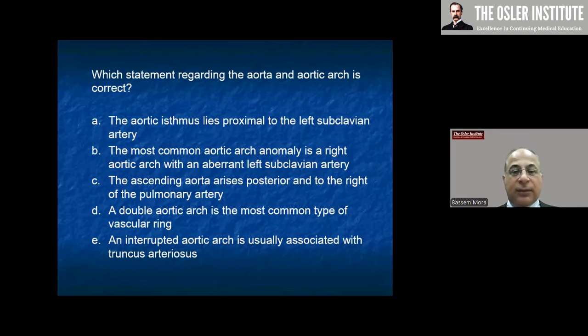The ascending aorta arises posterior and to the right of the pulmonary artery. So anatomically, how does the ascending aorta normally arise within the heart? A double aortic arch is the most common type of vascular ring. A double aortic arch is where you have 2 aortic arches surrounding the trachea and esophagus. Is that the most common vascular ring? And an interrupted aortic arch is usually associated with truncus arteriosus. We have answer C, and let's see if it's correct.